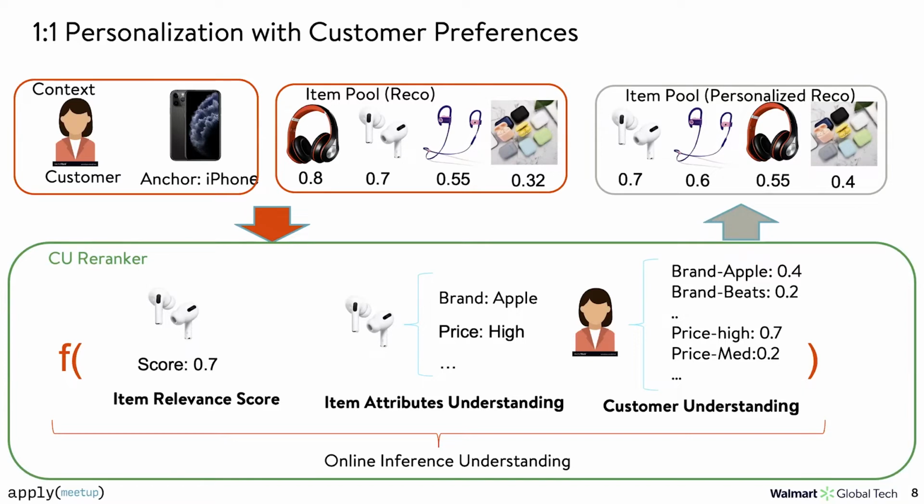So with all this information together, we are able to re-rank the items, as you can see in the example here. The AirPods item has been re-ranked to the top of the item recommendation list, and the remaining items were re-ranked below. So this is a very good real-world example of how we use customer understanding preferences data.